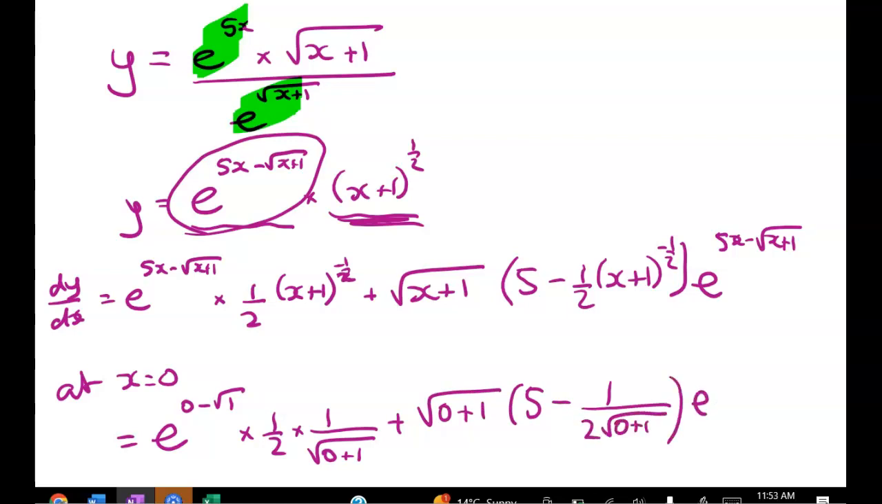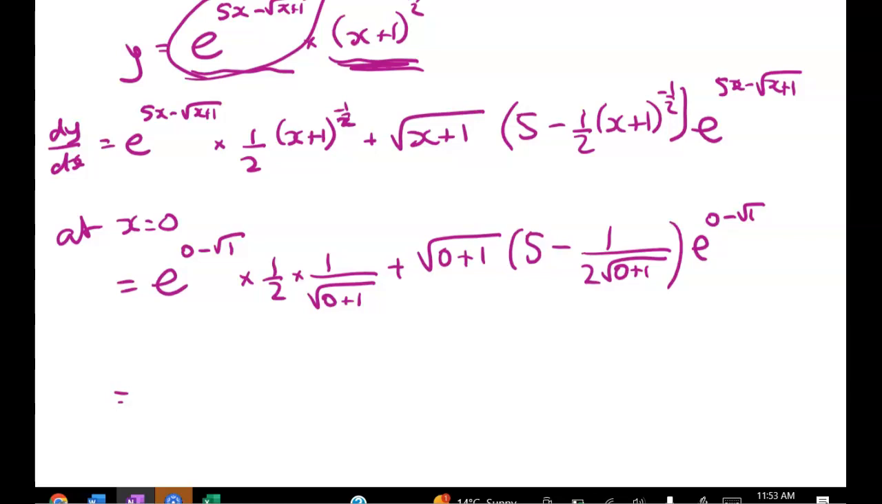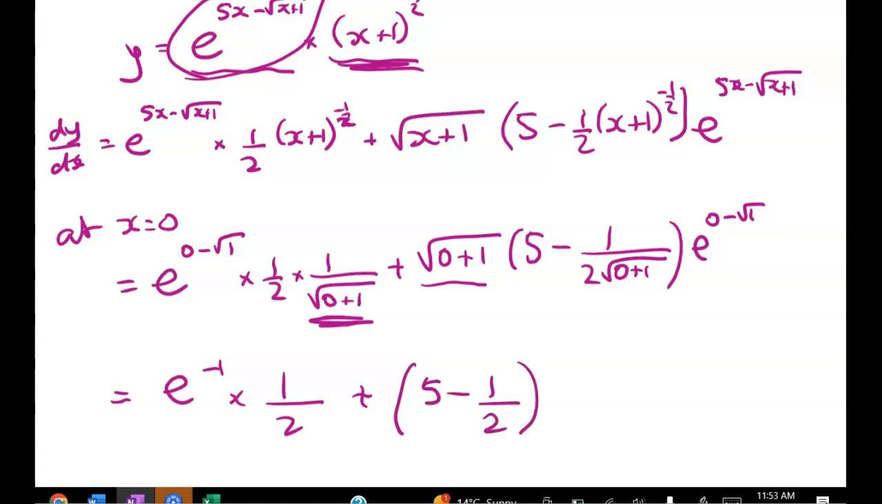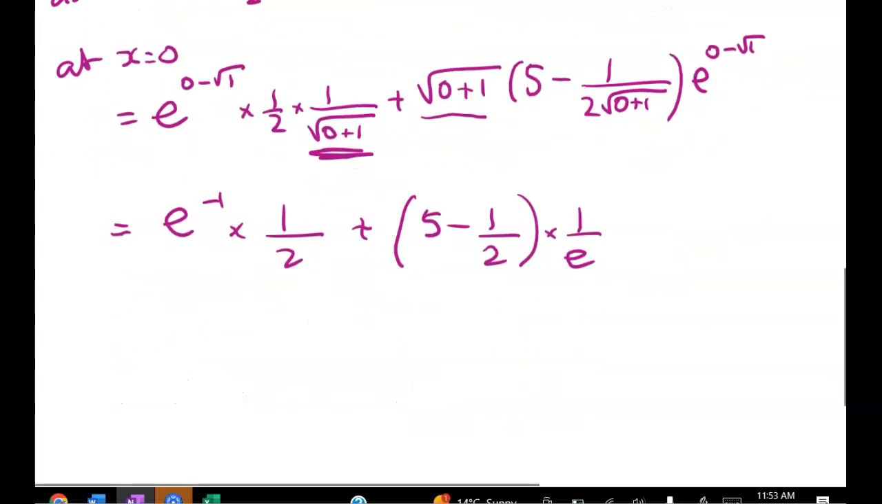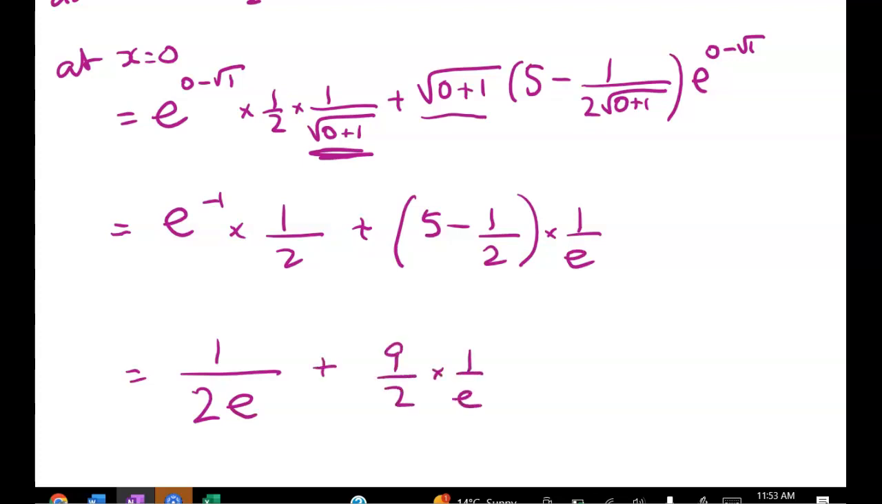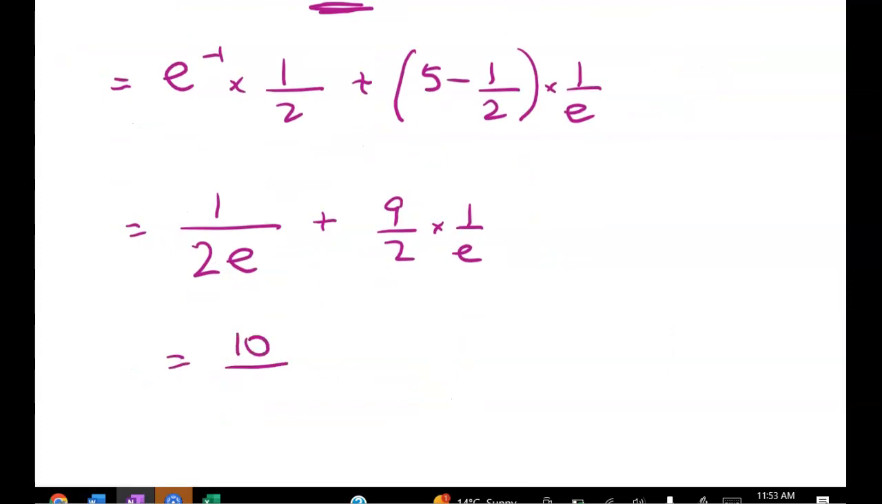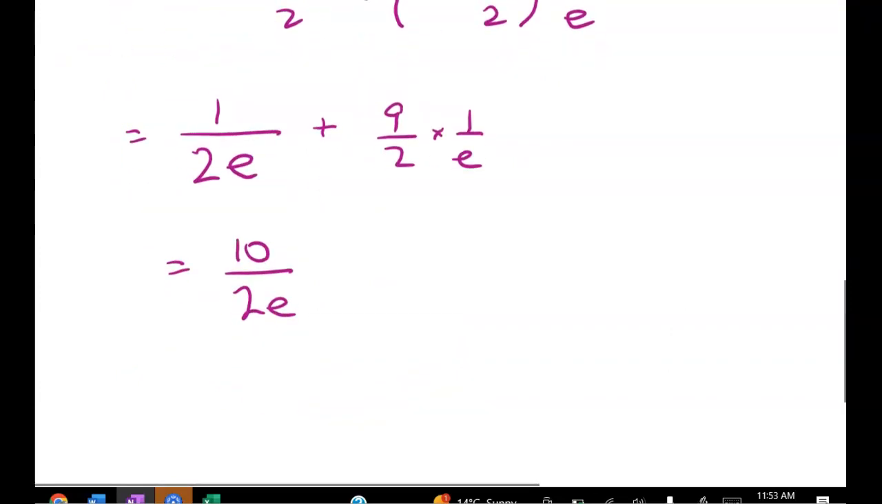And up here we've got e to the same power as before. So that simplifies really well, right? I get e to the negative 1 times 1/2, because this is just 1, plus, well, that's just 1 times all of this. So here we've got 5 minus 1/2 times 1 over e. Getting a common denominator, well, let's go a bit slower. 1 over 2e plus 9 over 2 times 1 over e, which equals 10 over 2e, which gives you 5 over e, which is the correct answer.